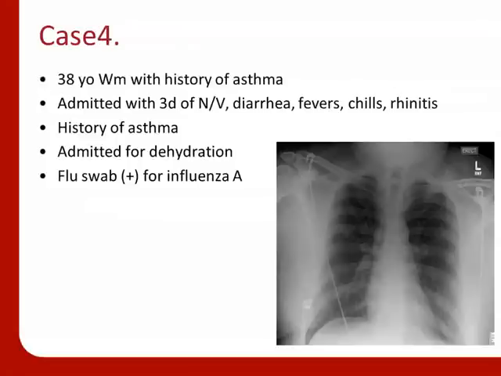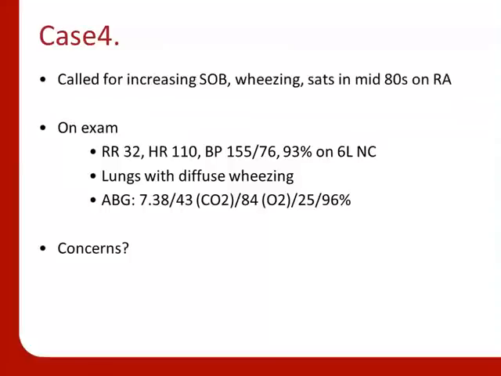The next case is a 38-year-old man with a history of asthma, has had 3 days worth of nausea, vomiting, diarrhea, fevers, chills. He is admitted for dehydration and has a flu swab that's positive for influenza. You get called to see him because he's having increasing shortness of breath. He's wheezing, and his sats are in the mid-80s. If you look at his vital signs, you can see tachycardic and tachypnic. His blood pressure is okay. He is hypoxemic on 6 liters, but he's reasonably stable there. He has diffuse wheezing on exam.